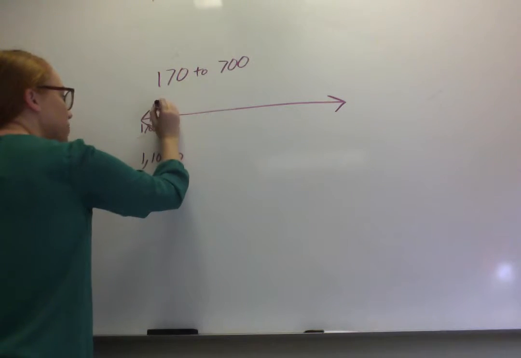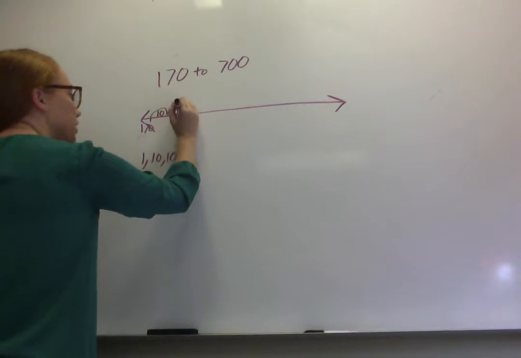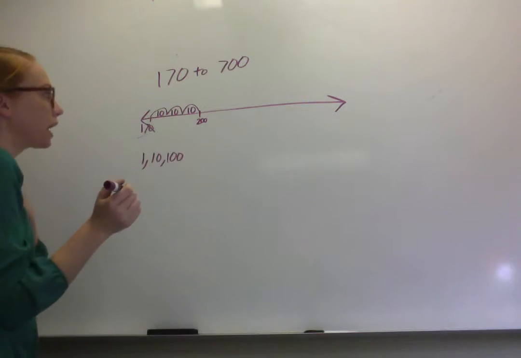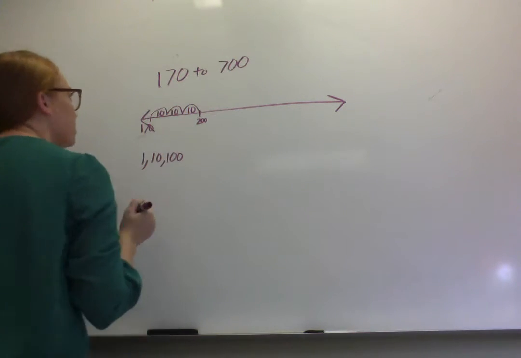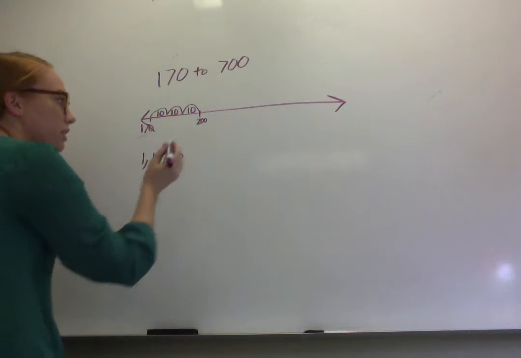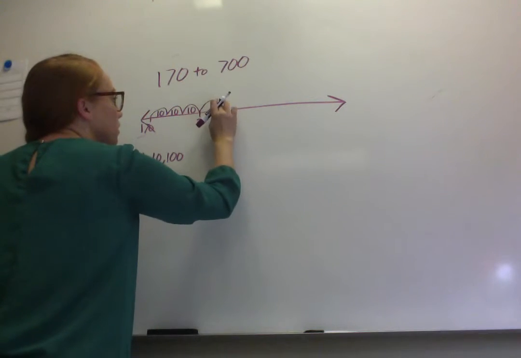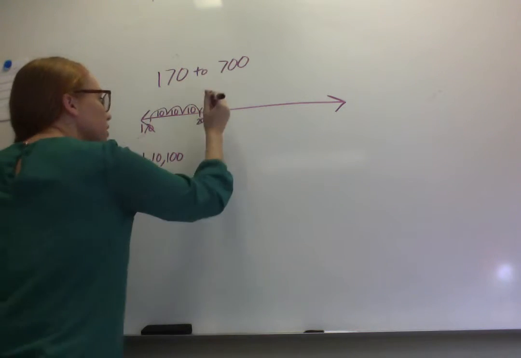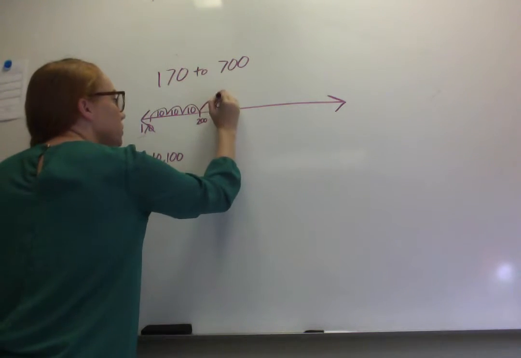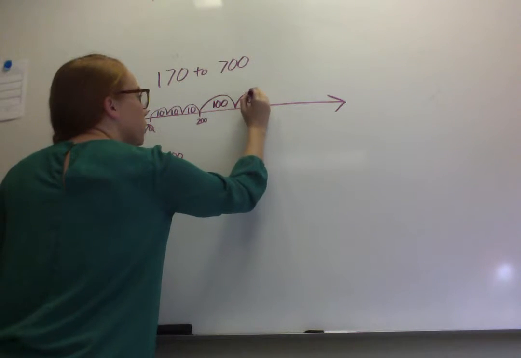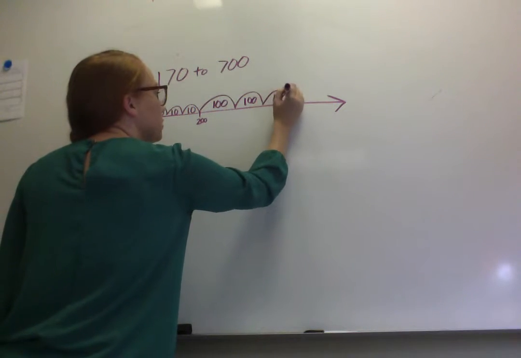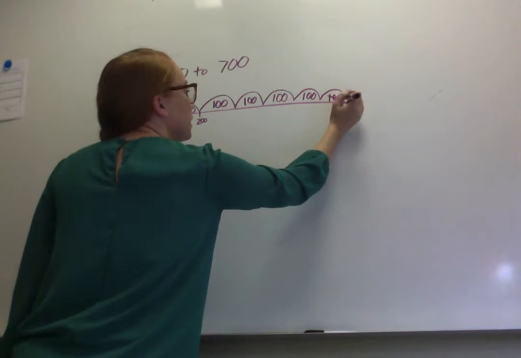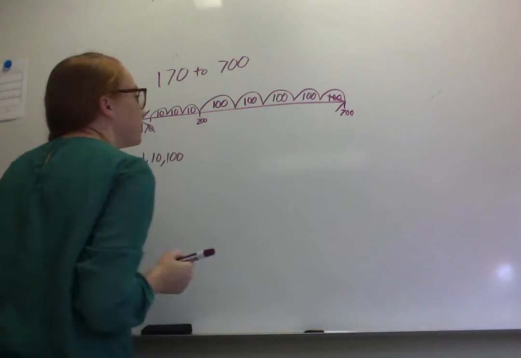So 170 plus 10 is 180, 190. This gives us right here 200. It's important we label that. Now we're at 200, we're trying to get to 700. It would be smart to switch to counting by hundreds now. I also want to make sure my jumps along the way are just a little bit bigger going from tens to hundreds. So then this would be 300, 400, 500, 600, and then 700. And I'm going to label 700 at the end.